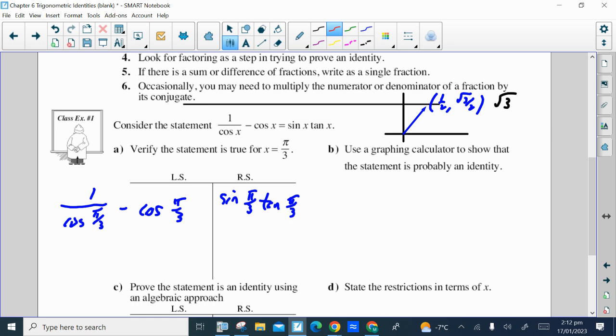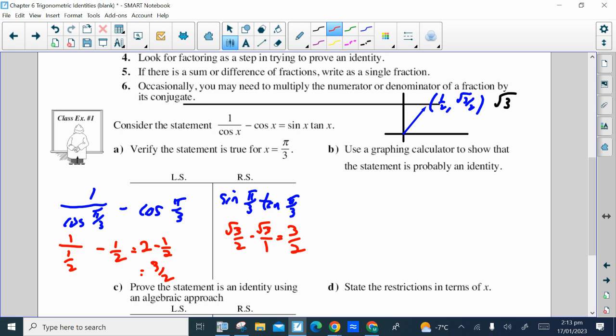So, the cosine of pi on 3, remember cosine is the x value. That's 1/2. So it's going to be 1 over 1/2 minus the cosine of pi on 3, which is still a half. And 1 divided by a half is the same as 1 multiplied by the reciprocal of a half, 1 times 2 over 1. So it's going to be 2 take away a half, which is 1.5 or 3 over 2. So that's what we get for the left side of that statement when x is pi on 3. The right side, the sine of pi on 3 is root 3 over 2 times the tangent of pi on 3, which is root 3 or root 3 over 1. Root 3 times root 3 is just 3 over 2 times 1. Get the same number, 3 halves.